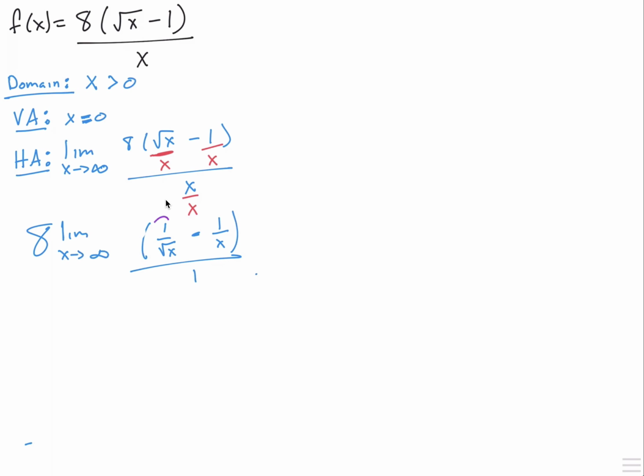So then what's the limit as x goes to infinity of this? 0. That goes to 0, right? What about this guy? 0. Also 0. So you have 8 times 0 divided by the number 1, right? Which is 0. Right?